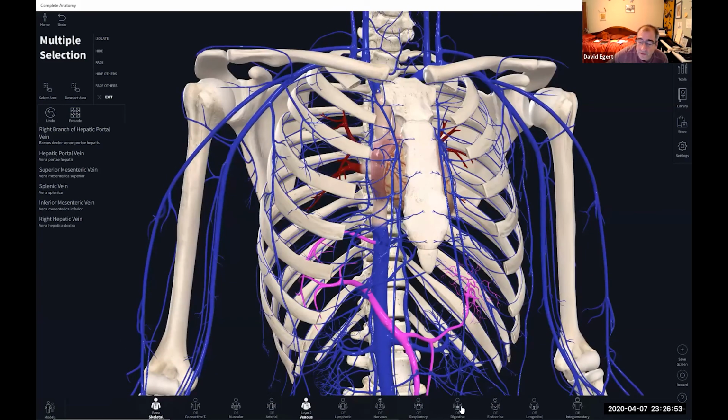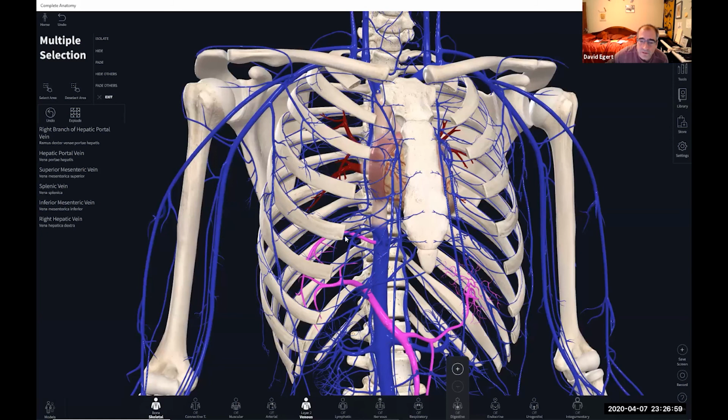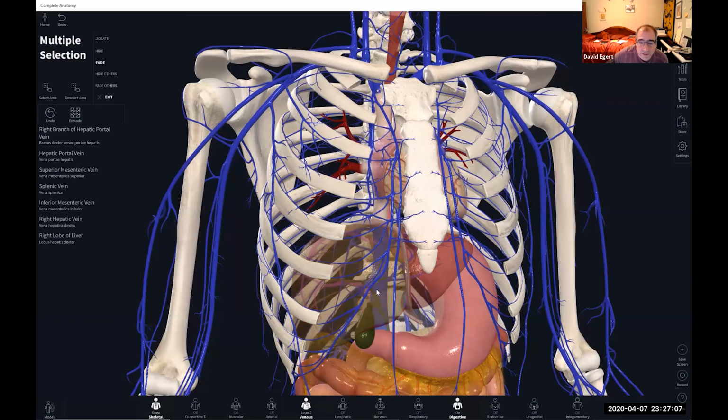Again, you can see the liver is right there. The hepatic portal vein is draining into the liver. Maybe we can fade that out. Yeah, you can see the hepatic portal system is basically feeding into the liver. The liver has a second bed, and then the veins from the liver ultimately drain into the vena cava there.